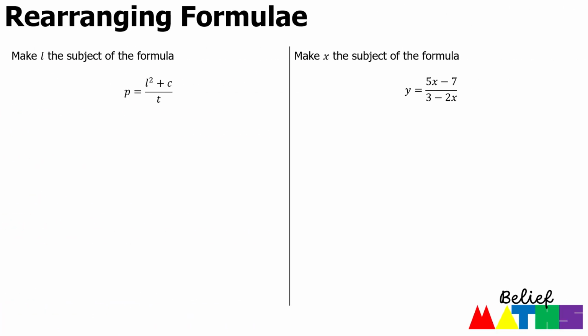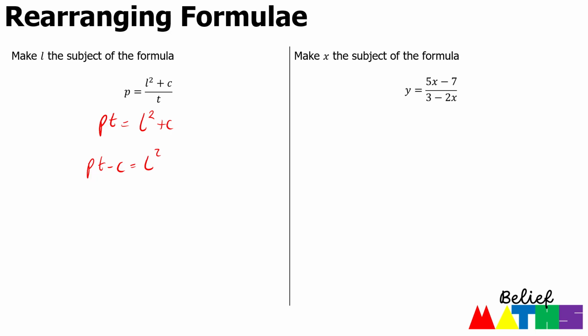Rearranging formulae is very similar to solving equations. We're trying to make L the subject here. So first thing we're going to do is get rid of this t. So we get pt is equal to L squared plus c. Next we're going to get rid of all the non-L terms, so this c. So we get pt minus c equals L squared.